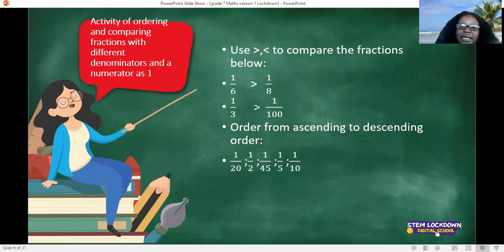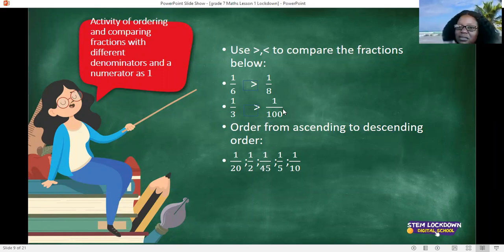As I was explaining, if you're still confusing the sign, the bigger fraction is the one that gets the mouth of the sign, and the small one gets the elbow part of the sign. And then the second example that I have is 1/3 compared to 1 over 100.